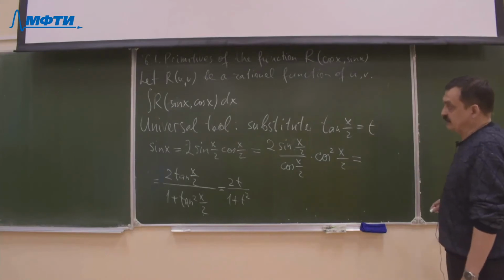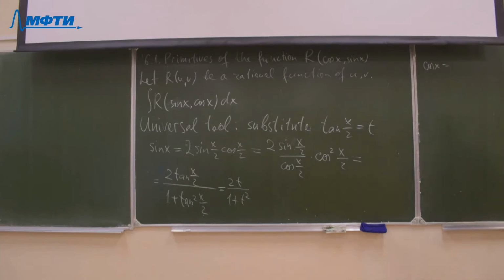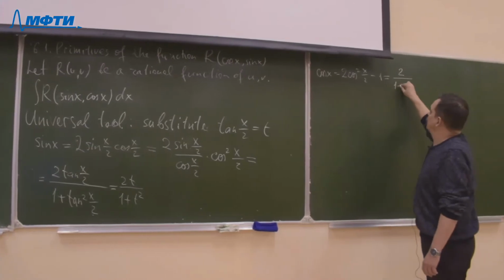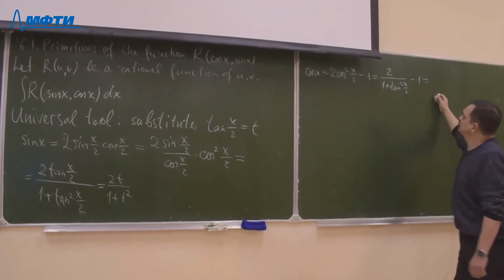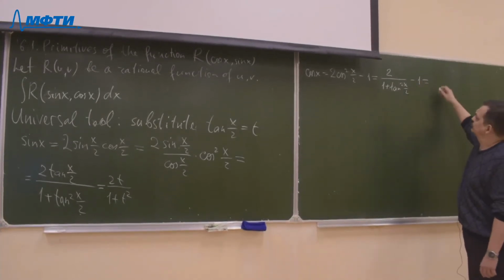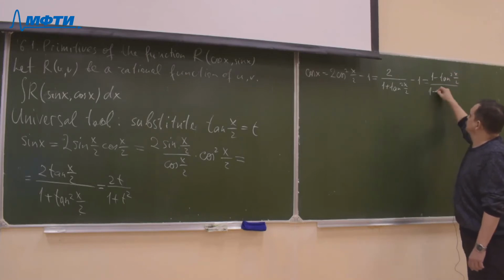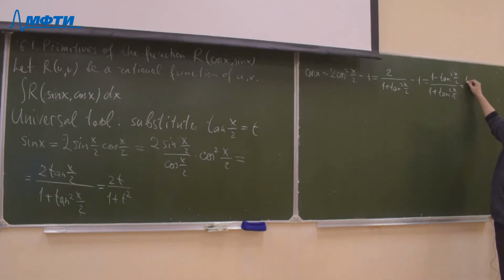We can represent cosine x. So cosine x is 2 cosine squared x over 2 minus 1. That is 2 over 1 plus tan squared x over 2, minus 1. Or if we take a common denominator, 1 minus tan squared x over 2 over 1 plus tan squared x over 2, that is 1 minus t squared over 1 plus t squared.